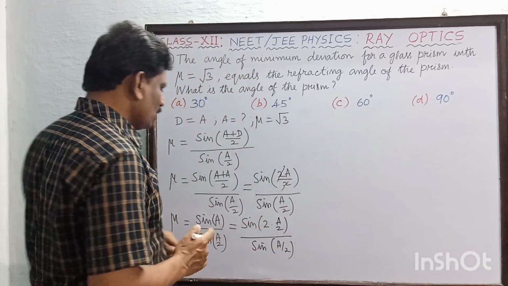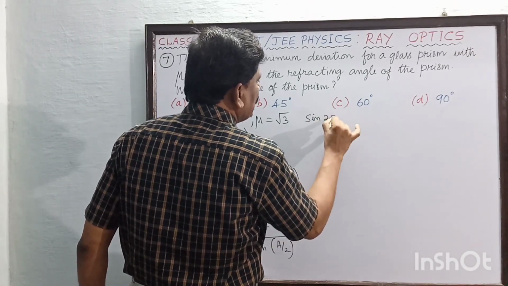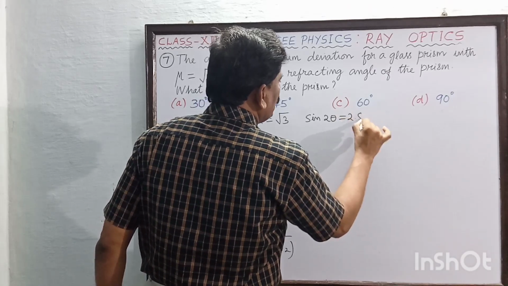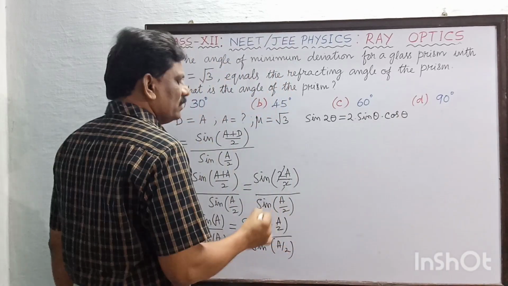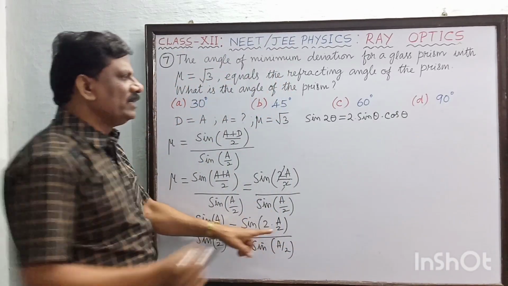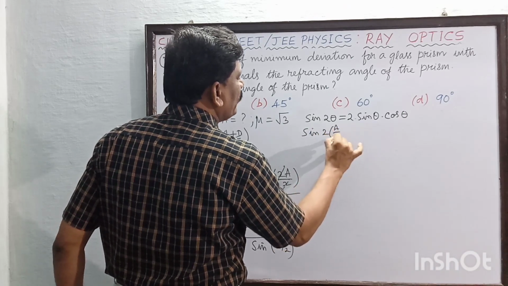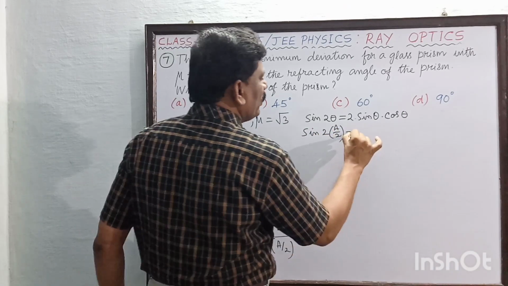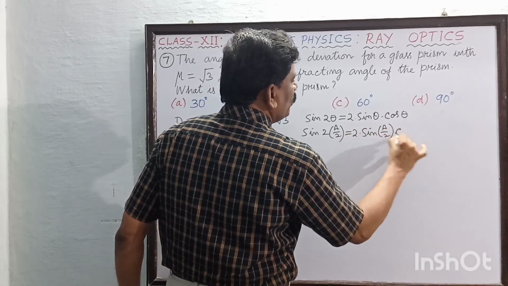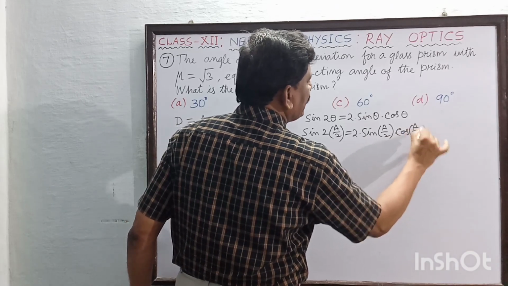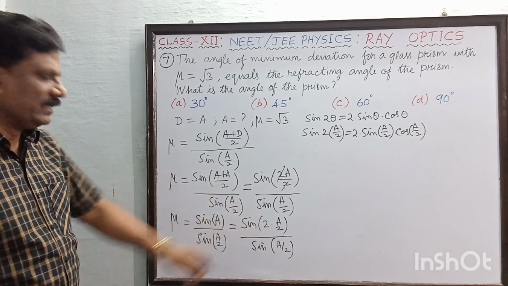Is it not? So I am going to use the identity sine 2 theta is equal to 2 into sine theta into cos theta. So here theta is equal to what? A by 2, is it not? So sine of 2 into theta, with theta equal to A by 2, is equal to 2 into sine of A by 2 into cos of A by 2. Like this I am going to substitute in the right hand side numerator.